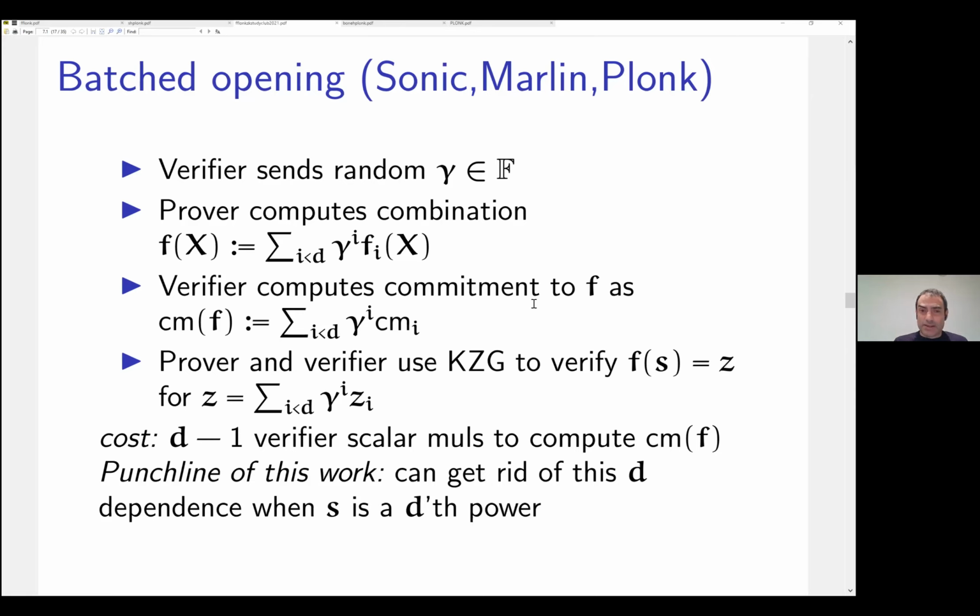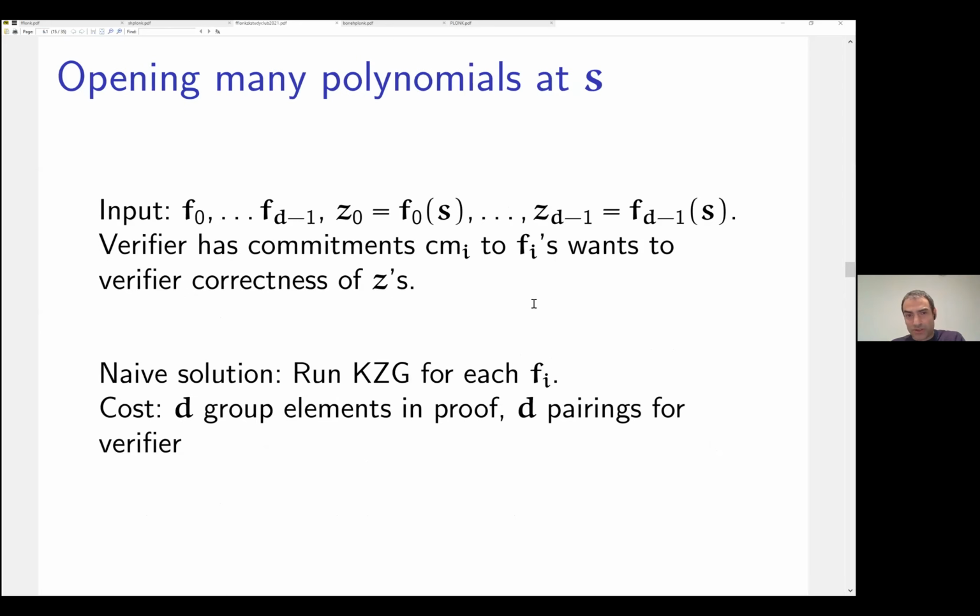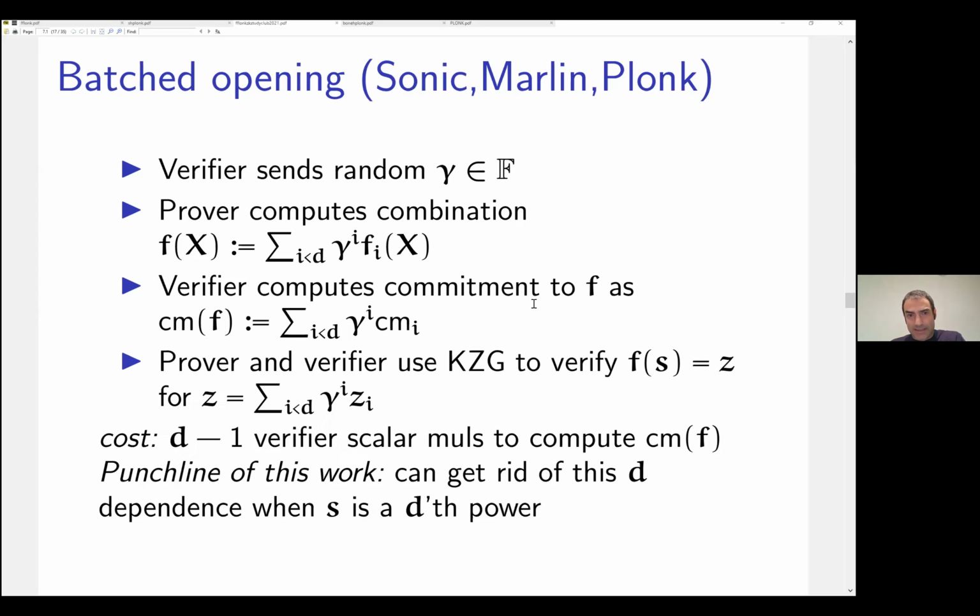And now the prover and verifier can run KZG just once to check if f of s is equal to z, for z that is the analogous random combination, some sum of gamma to the i times zi. And you can easily prove in the algebraic group model that if any of these values zi was not the correct value, then the verifier will reject with very high probability.